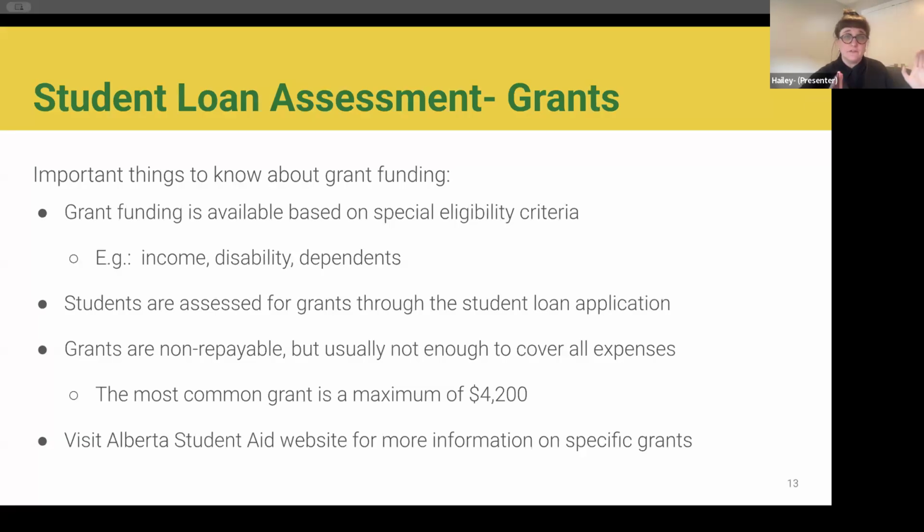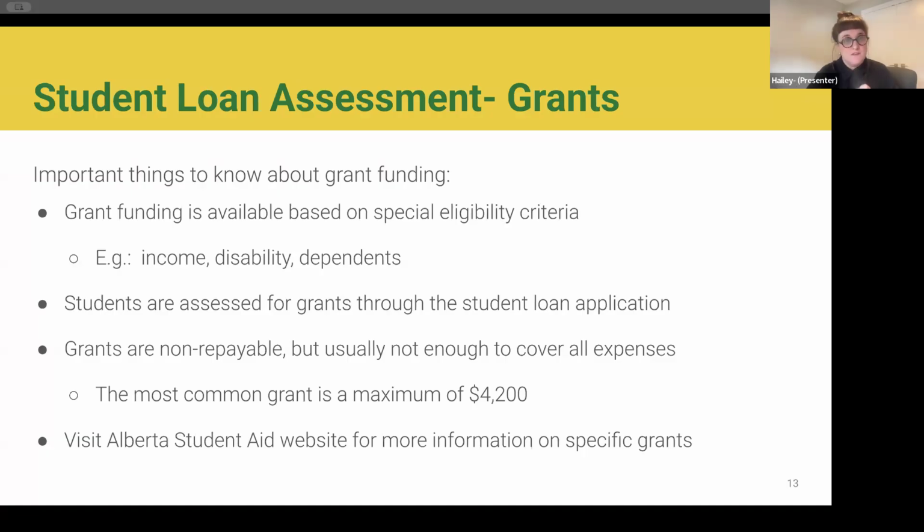It's just money that you get for free for applying for the government student loan to go to school. The main categories of grants are for income. That's sort of the main one there. So based on your income, or you and your parents' income if you're a dependent. Disability: if you have a permanent disability, including learning disabilities or mental health, you can apply for disability funding.